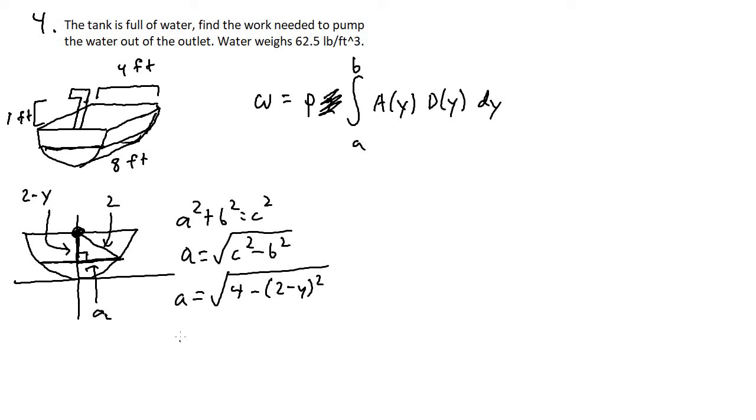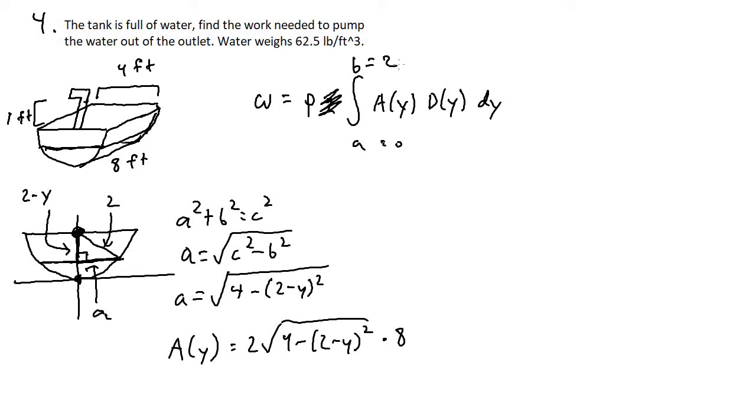So our area in terms of y is going to be equal to the length times the width, and the width is this square root times 2. So 2 times the square root of 4 minus (2 minus y) squared, times 8, our length. And so for the a and b bounds, the tank can only be integrated from its most bottom bound, which is 0, to its topmost bound, which is 2. So a is going to be 0 and b is going to be equal to 2.